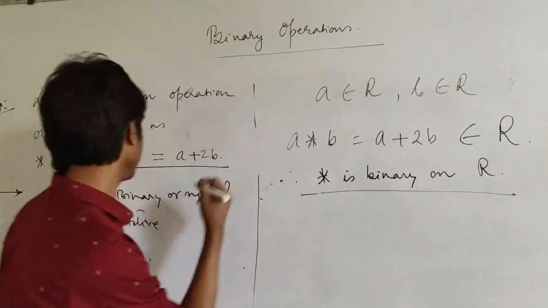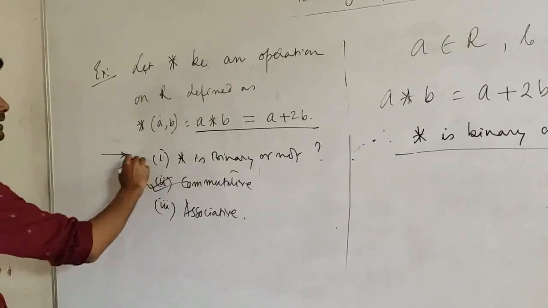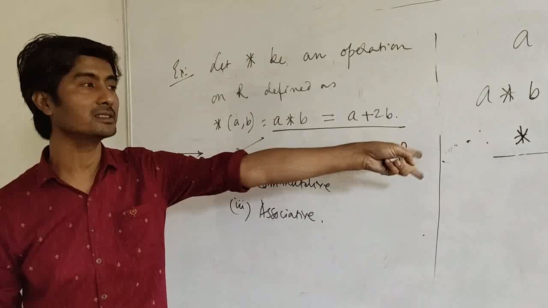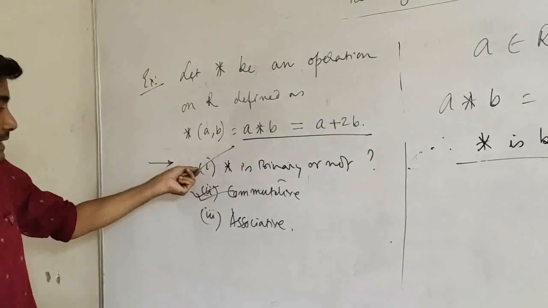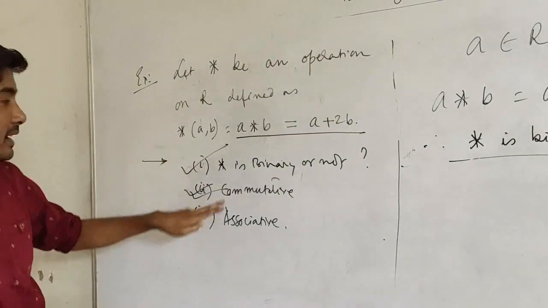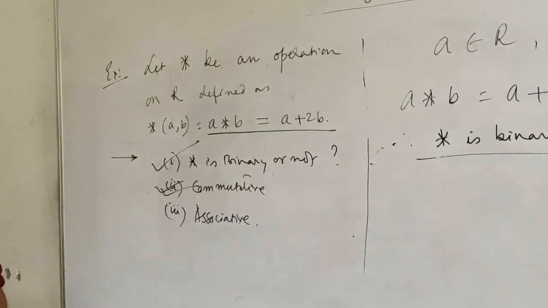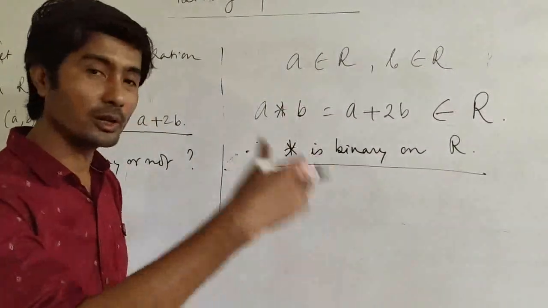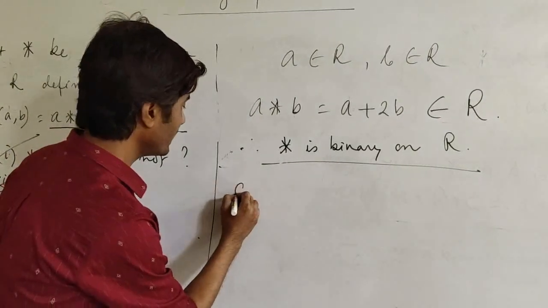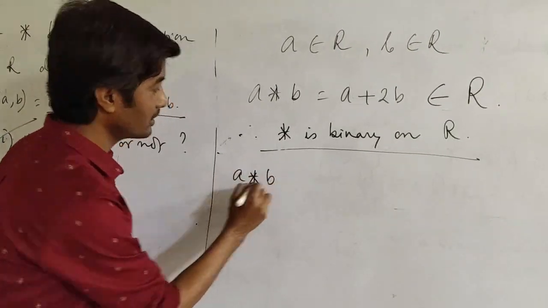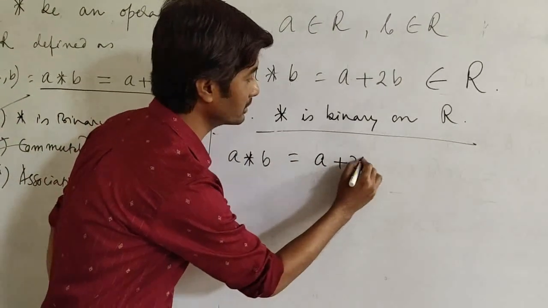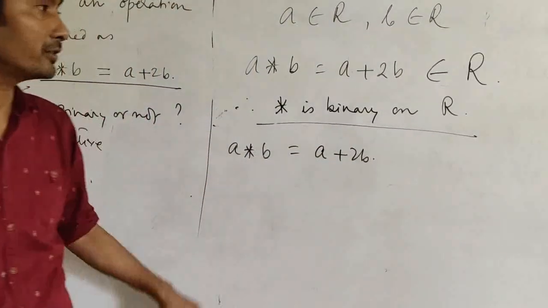Next part is this one. The first part, star is binary or not, we have already verified that star is binary on R. The second part is, we need to check whether star is commutative or not. That part can be solved in 2 different ways. I will show you both the ways. First thing, A star B is what here? It is given that this is A plus 2B, in the definition.